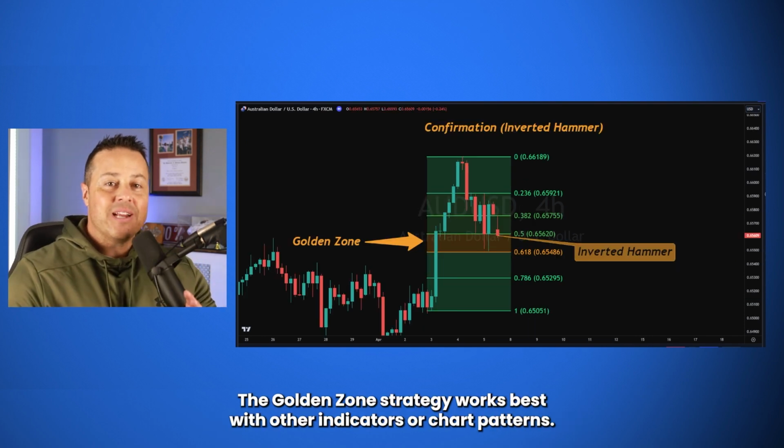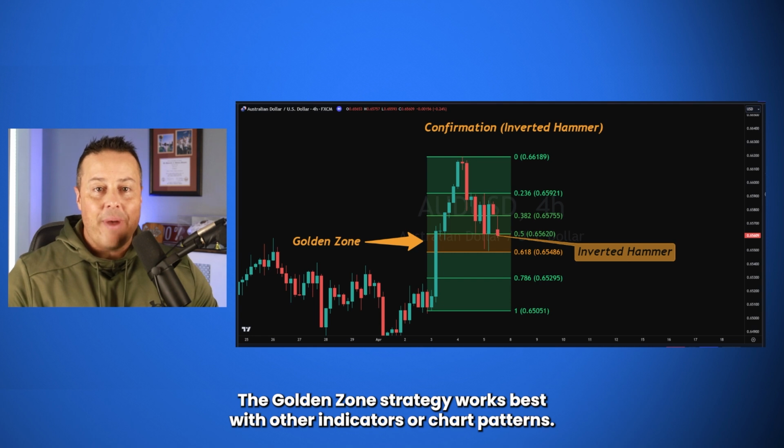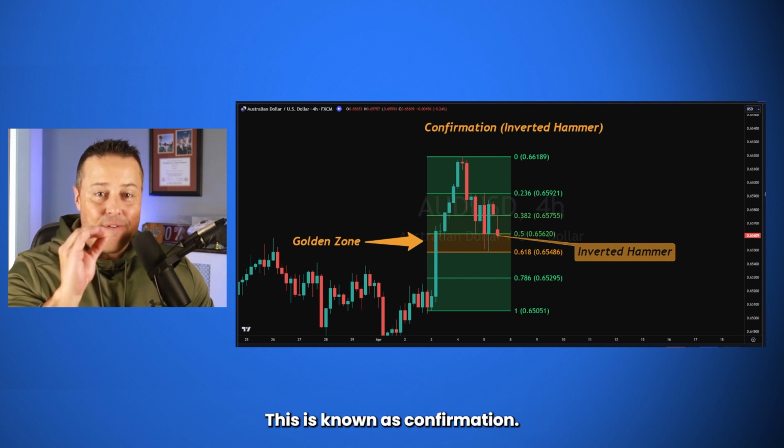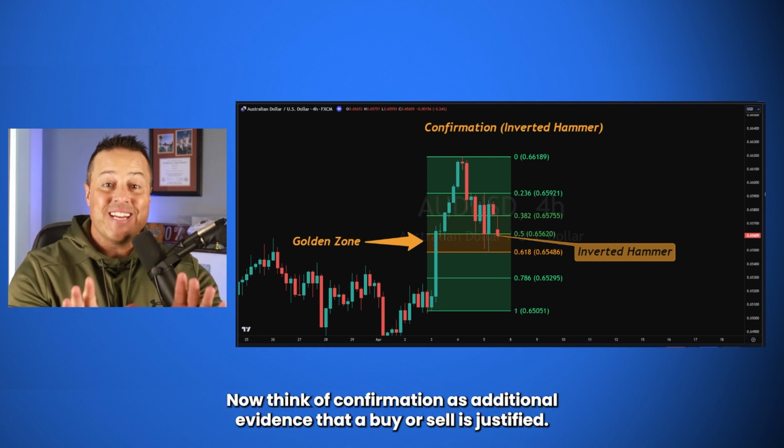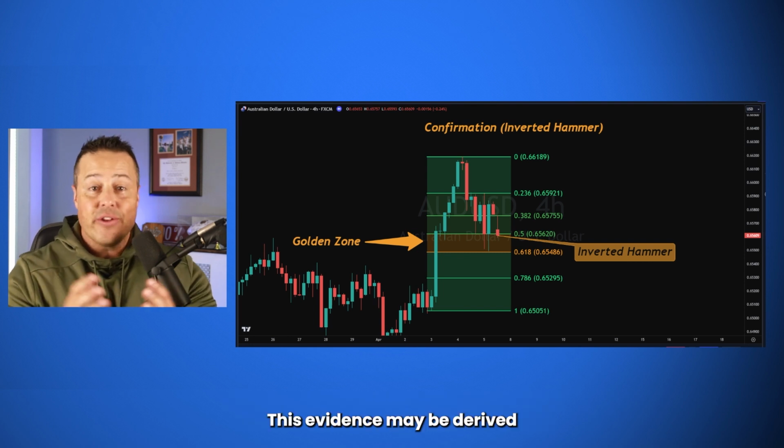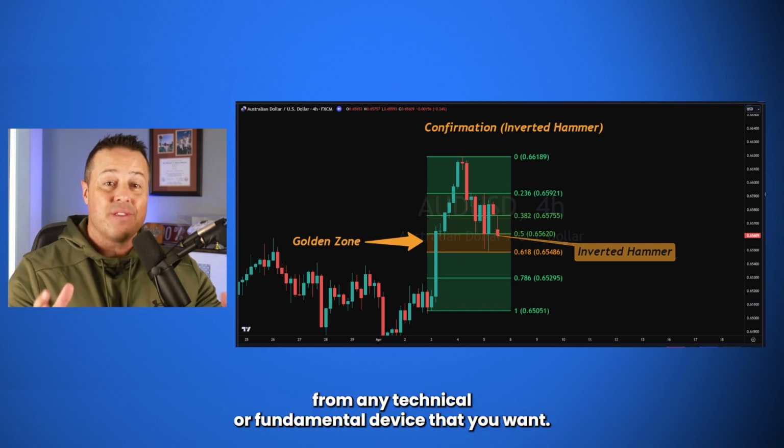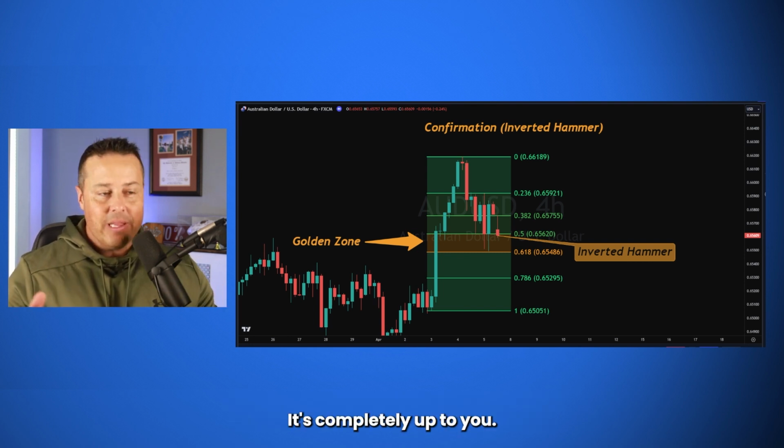The golden zone strategy works best with other indicators or chart patterns. This is known as confirmation. Now, think of confirmation as additional evidence that a buy or a sell is justified. This evidence may be derived from any technical or fundamental device that you want. It's completely up to you.